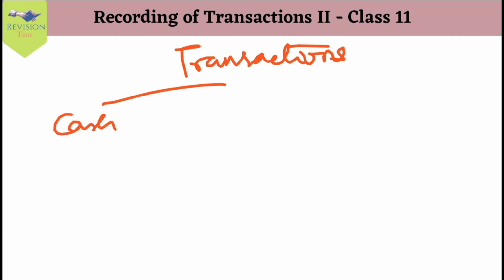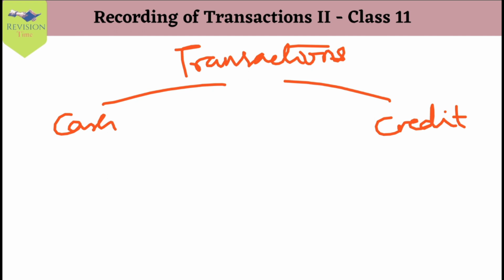So today in this video we will be studying more about subsidiary books. So let's start with that. So transactions, there are two types of transactions. As we all know, there are two types of transaction. One is cash and the other one is credit transaction.